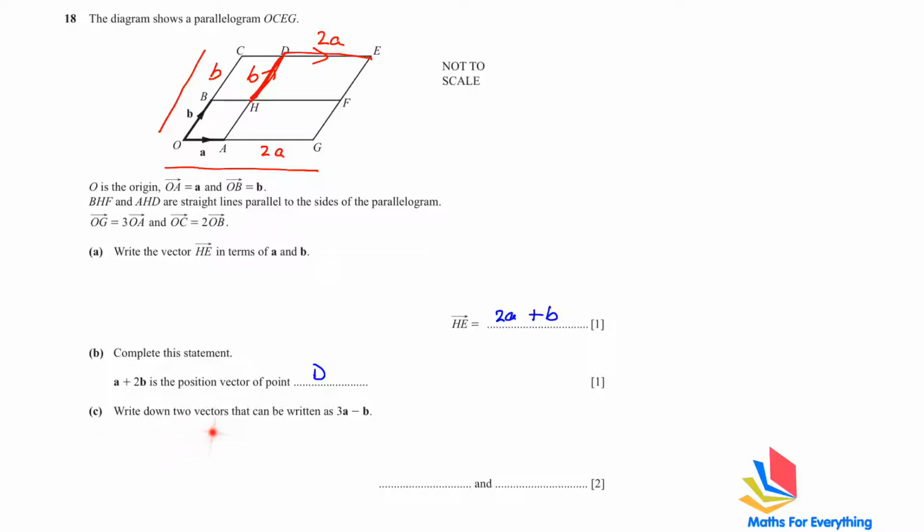Next, write down two vectors that can be written as 3A minus B. We know that this is 2A and this is A. So one vector we can see is CF. This is B. And from C to E and E to F, we are going the other way, so it will be negative. So one is CF and the other is BG.